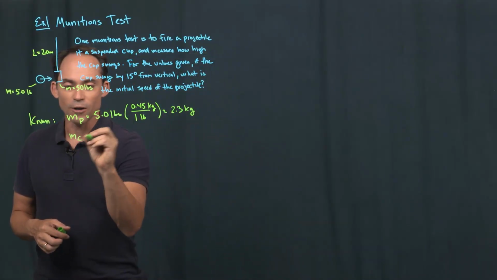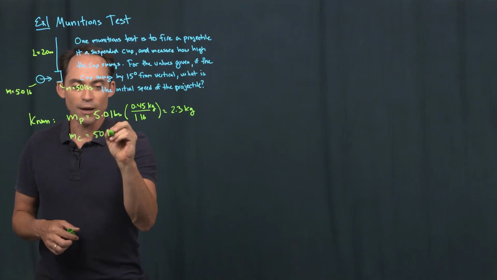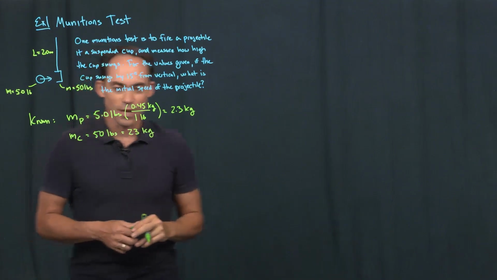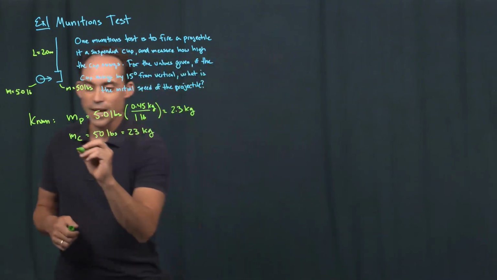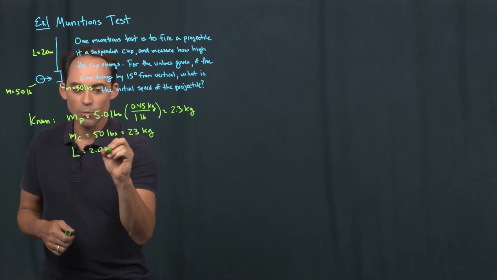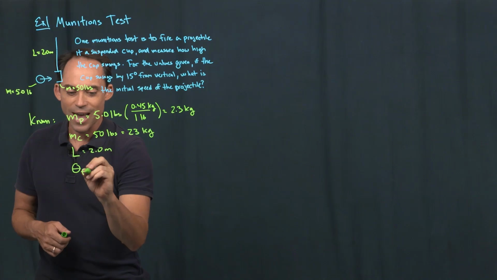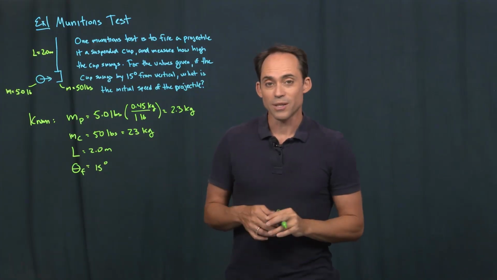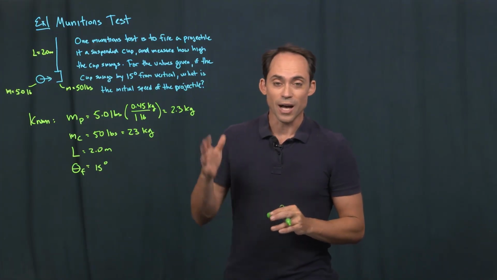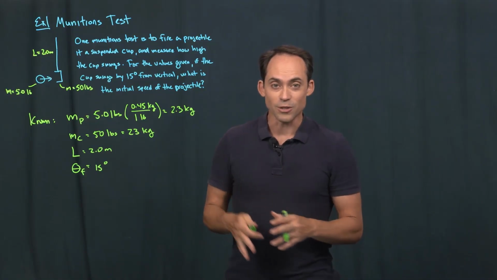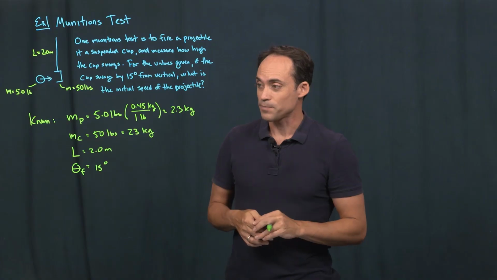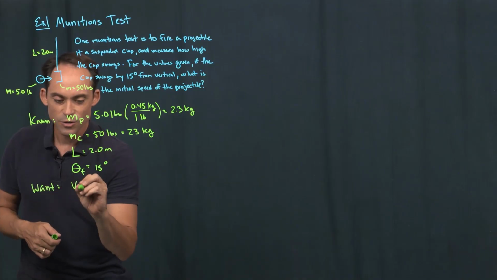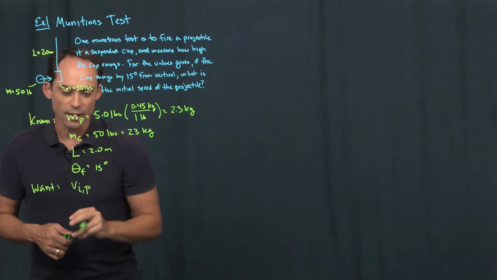We've got the mass of our pendulum cup, which is 50 pounds. And of course, that's going to have the same conversion factor, so that's 23 kilograms, just a factor of 10 different. We're given the length of our pendulum as 2.0 meters, and we're given a final angle for our pendulum of 15 degrees. All right. Now, also implicit in this problem, of course, is that we have gravity acting downward on the system. That's what's going to cause the pendulum to slow down as it swings upward. Okay, and then what do we want to solve for? What we want is the initial speed of the projectile, right?